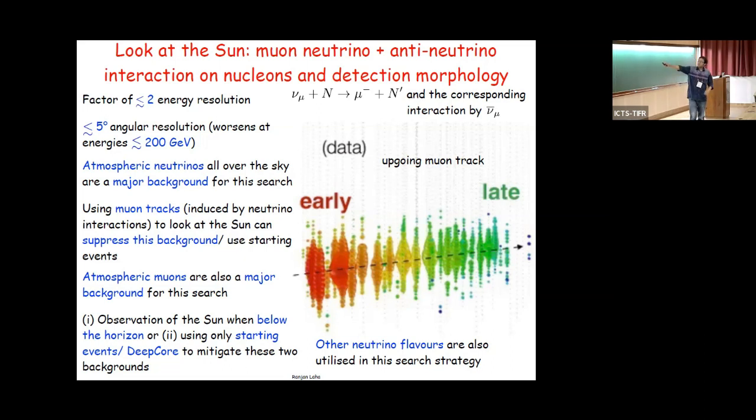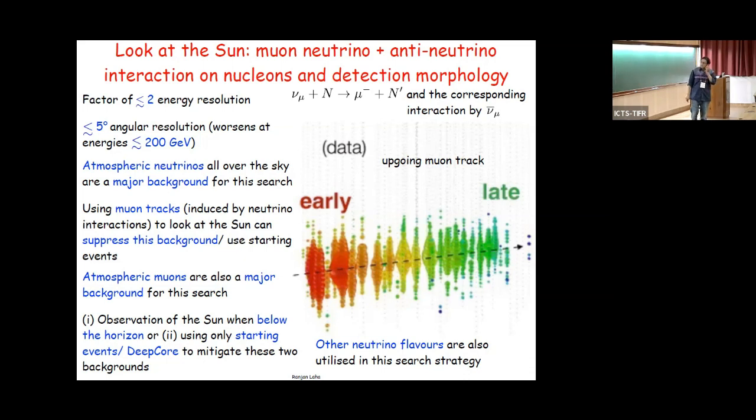The interaction is this: nu mu plus N goes to mu plus N', and the corresponding interaction of nu mu bar. As I said, for IceCube, at almost all energies, neutrino is equal to antineutrino. They don't have a magnet. For this interaction, there is a factor of less than 2 energy resolution. And for the energies that we are talking about, neutrino energy less than 1 TeV, the angular resolution is less than or equal to 5 degrees. In fact, the angular resolution even worsens at less than or equal to 200 GeV.